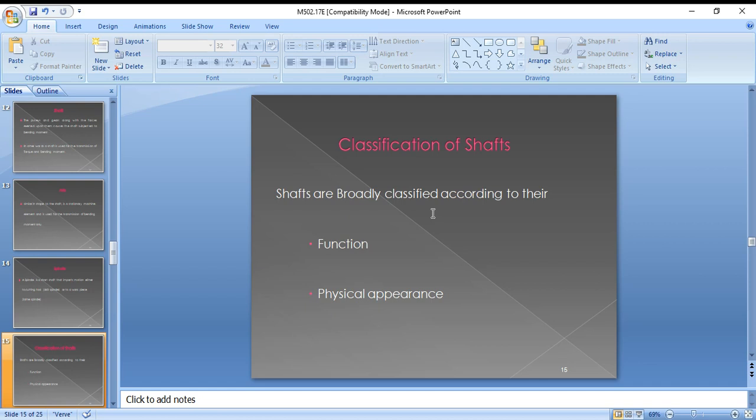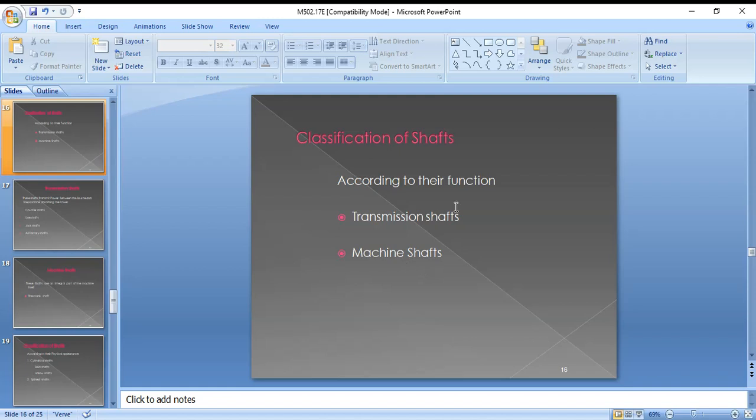Next we have the classification of shafts. Shafts are broadly classified according to, first, function, and next, physical appearance. According to function, there are transmission shafts and machine shafts.